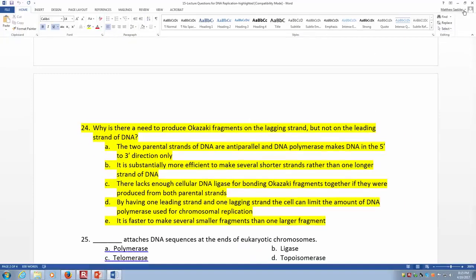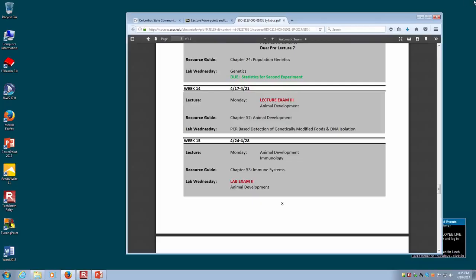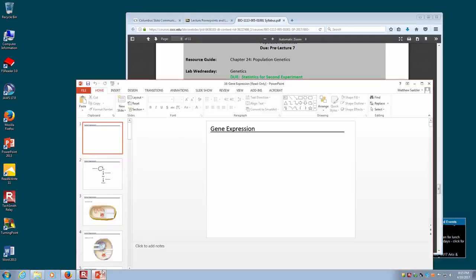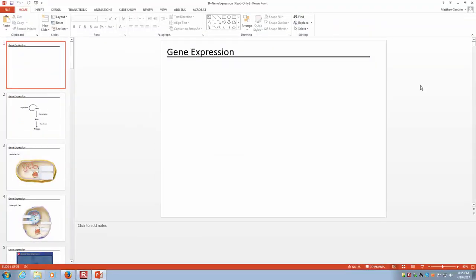Okay, so let's move on to the next topic, which is gene expression. And essentially what we're talking about in gene expression is how does a segment of DNA code for a protein. And so in gene expression, we're talking about how does a cell take a segment of DNA called a gene and using that segment of DNA end up producing a protein. Okay, so when we say a gene is expressed, what we mean is that the cell is making the protein that that gene codes for.